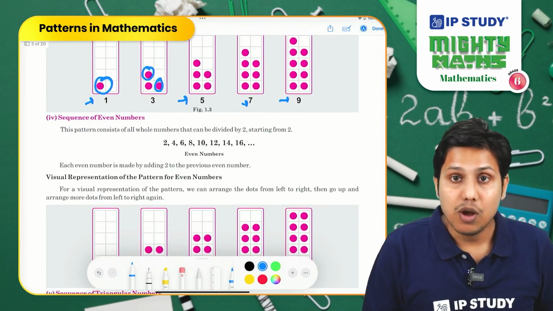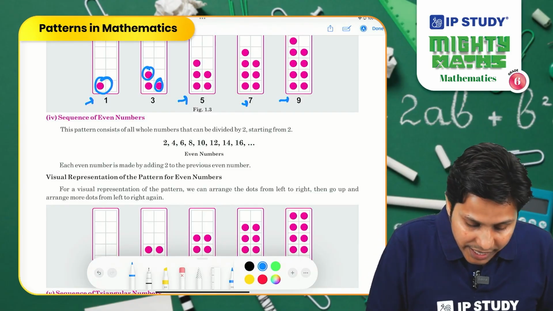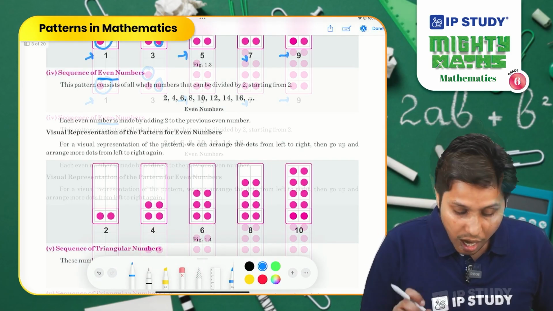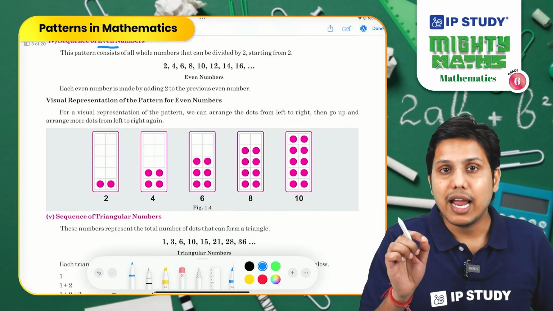Students, now I am giving you one task. You have to identify how an even number is a pattern, and how we can represent them visually. You have to find out on your own.